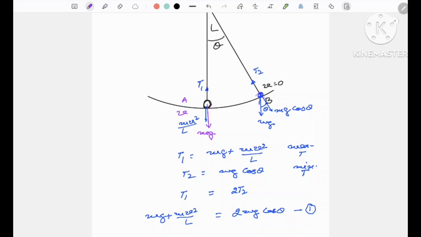Kinetic energy at A converts in potential energy at B. Height of B with respect to A is C point AC. Height H is this height H. H is equal to AC, and AC is L minus L cos theta, or L into 1 minus cos theta.